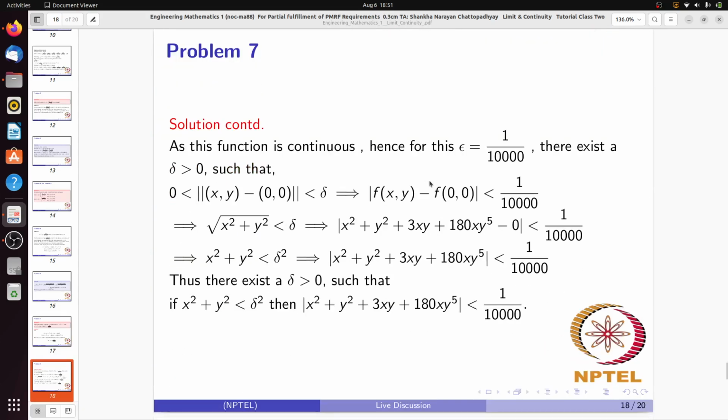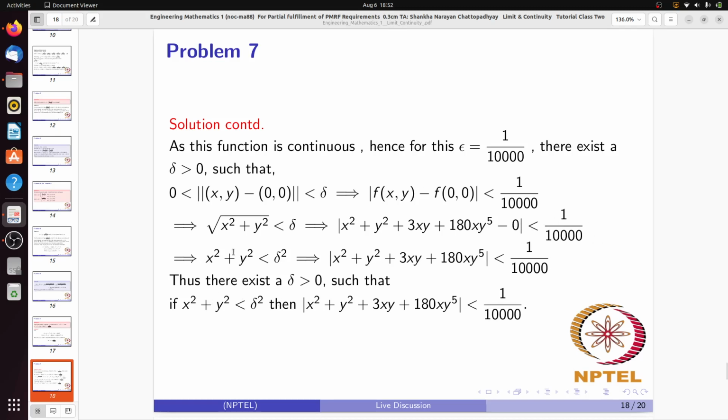As this function is continuous, for this epsilon equal to 1 by 10,000, there exists delta greater than 0 such that if (x,y) minus (0,0) is less than delta, that is, modulus of f(x,y) minus f(0,0) is less than 1 by 10,000. So square root of x square plus y square less than delta. This will eventually imply that x square plus y square plus 3xy plus 180xy to the power 5 minus 0, since f(0,0) is equal to 0, is less than 1 by 10,000, which is the value of epsilon.